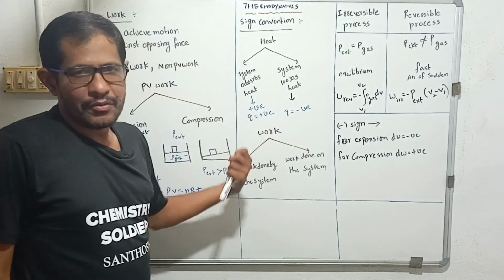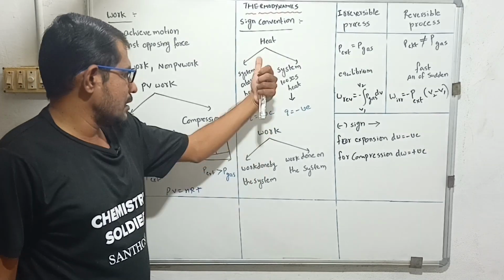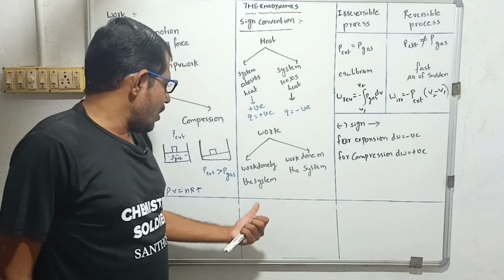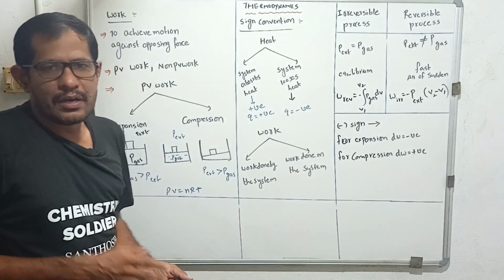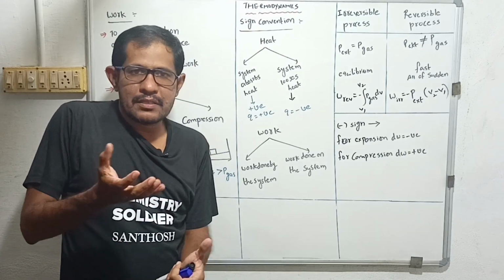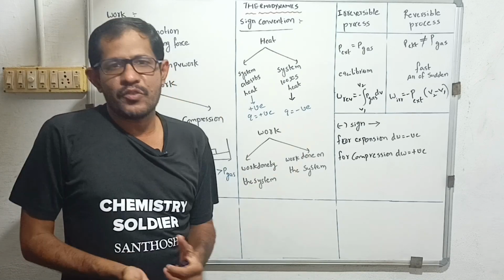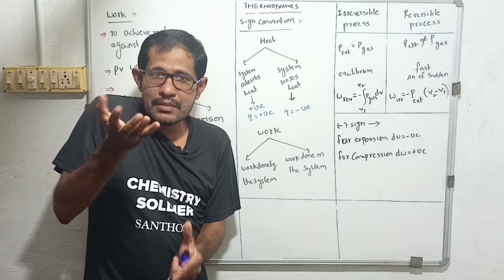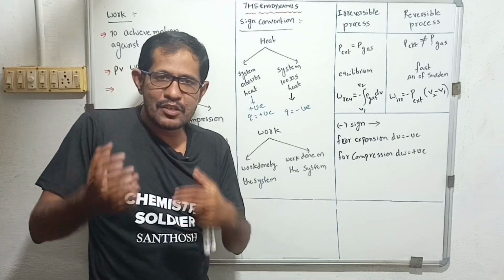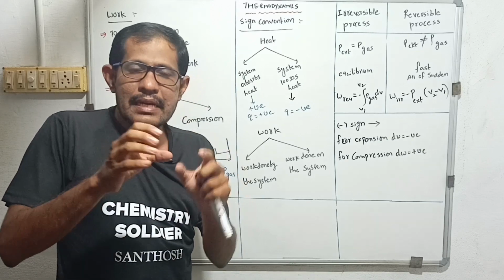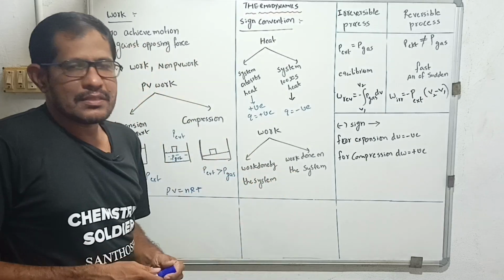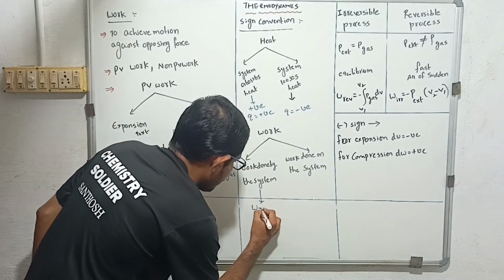Coming to work, we have given the convention for heat. Heat and work are path functions. For work, there is work done by the system and work done on the system. Work done by the system means the system is using its internal energy to do some work. I repeat: work done by the system means the system is using its energy to do the work. So there is a decrease in energy of the system. So work done by the system means work is negative.